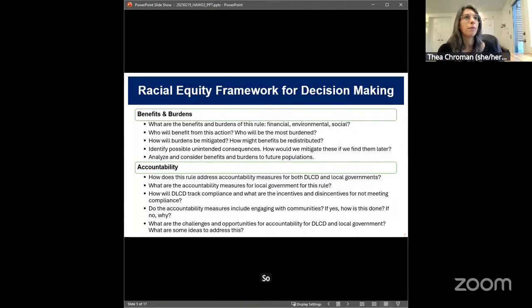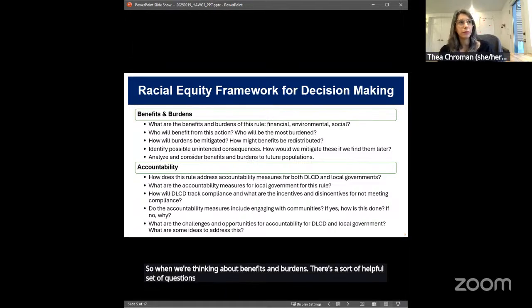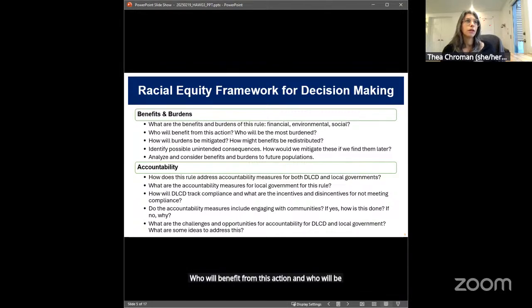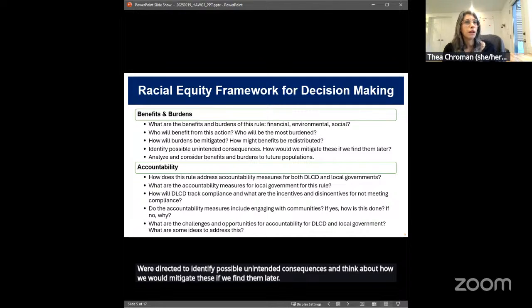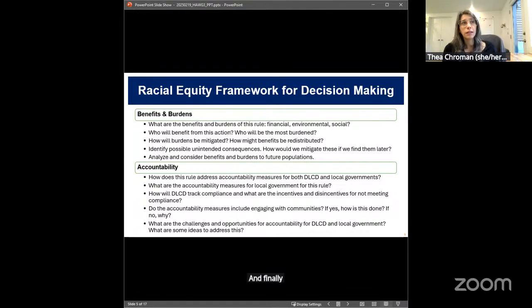So when we're thinking about benefits and burdens, there's a helpful set of questions when we're applying this framework to rulemaking. So what are the benefits and the burdens of this rule? Financial, environmental, and social. Who will benefit from this action and who will be most burdened? How will the burdens be mitigated? And how might the benefits be redistributed? We're directed to identify possible unintended consequences and think about how we would mitigate these if we find them later. And finally, to analyze and consider benefits and burdens to future populations in Oregon.